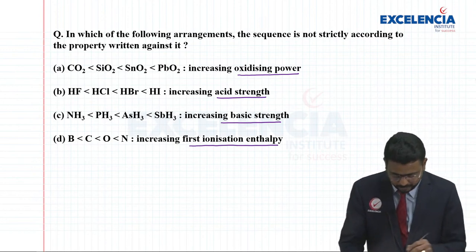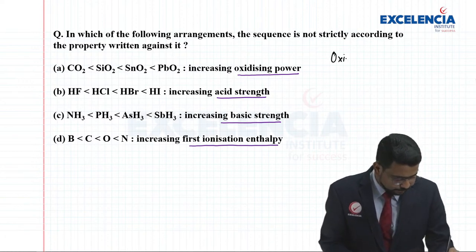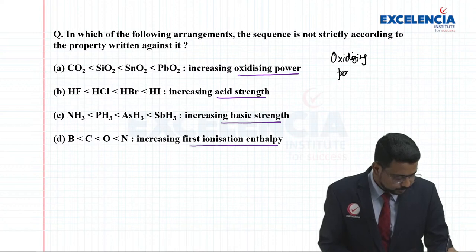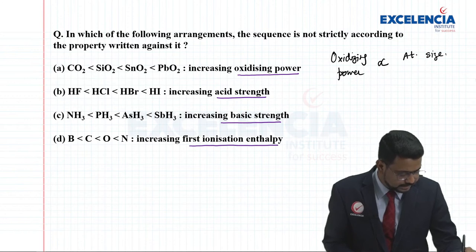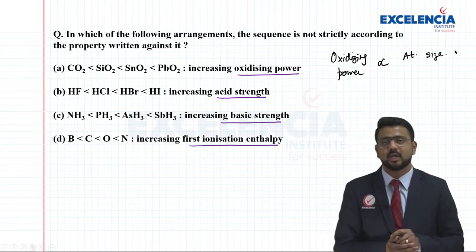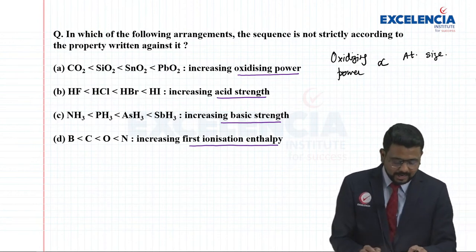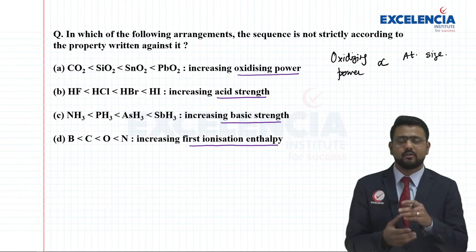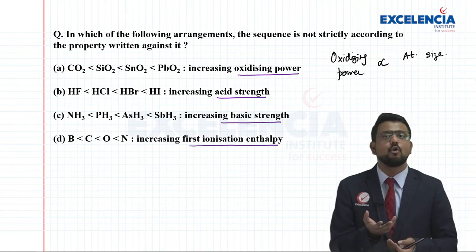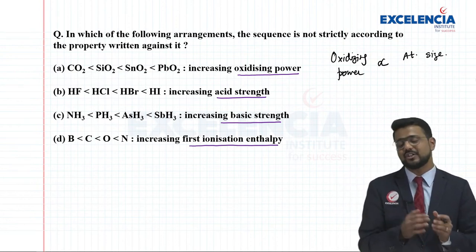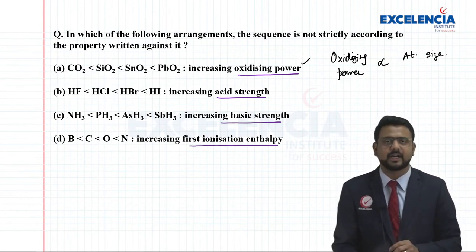Now just remember, when it comes to the oxidizing power of these oxides or dioxides, we can say that oxidizing power is proportional to the atomic size or ionic size of the element associated with oxygen. So if you notice here, carbon, silicon, tin and lead. Lead, because it has a higher atomic size or higher ionic size of Pb2+, is going to show a greater oxidizing strength. So PbO2, without any doubt, is going to be a stronger oxidizing agent compared to SnO2, compared to SiO2 and finally CO2. Okay, so this particular order is the correct order.